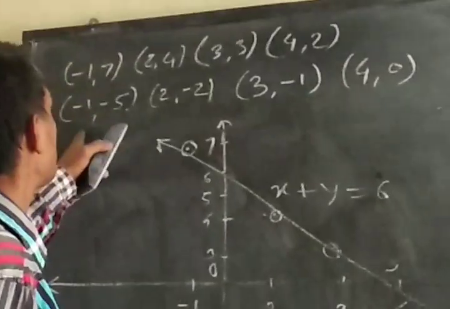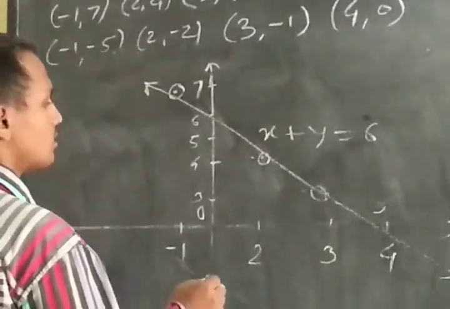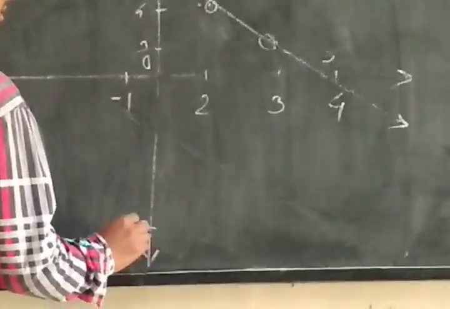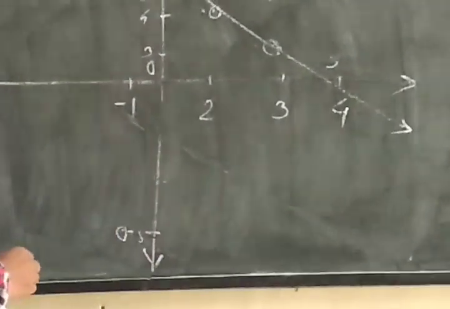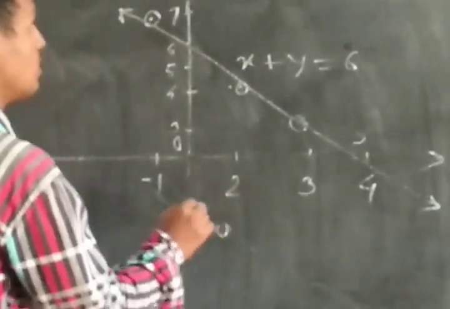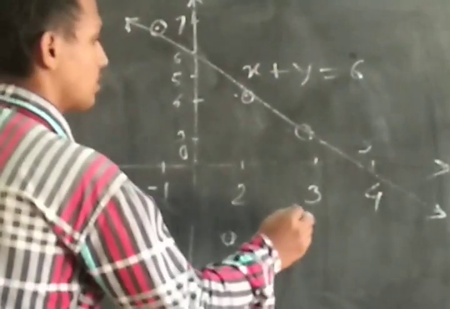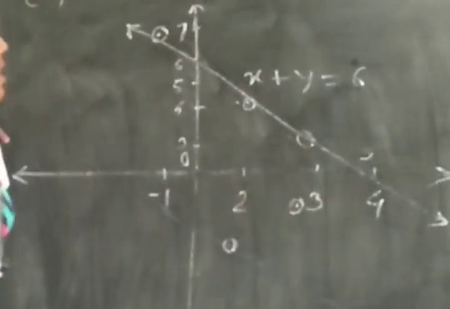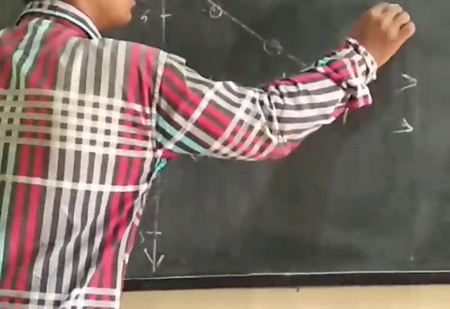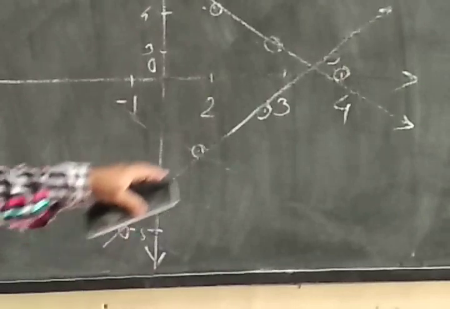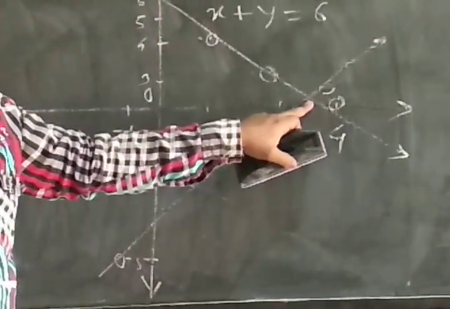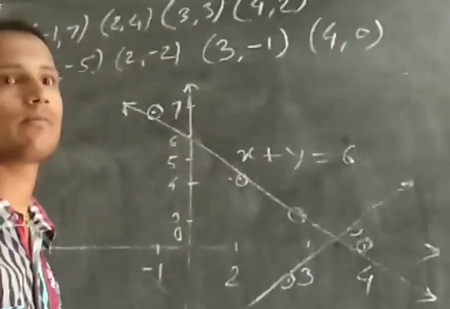Similarly, we have to plot another line, which has minus 1, minus 5 coordinates. Minus 1, minus 5 will be here. Again 2, minus 2, here you will get 1 point. Again 3, minus 1, that point will be here, and 4, 0 means it is on the x-axis. So if I draw another line through all those points, what is the point of intersection? That is the solution for the simultaneous equations.